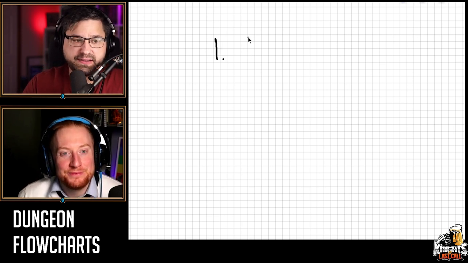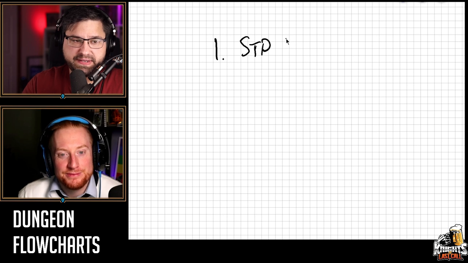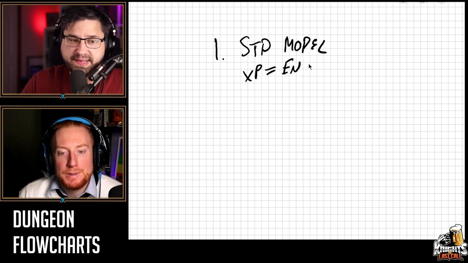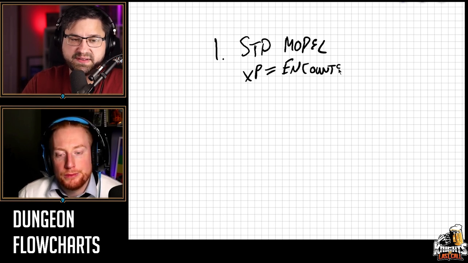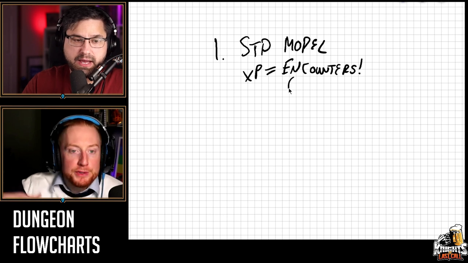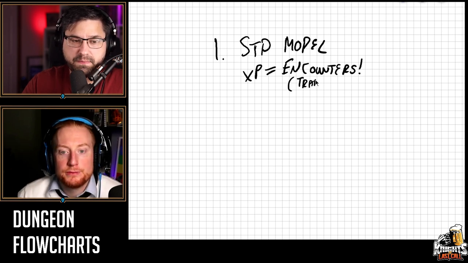So there's the standard model that we think of today, where you get XP for encounters. And I'm saying encounters, but I understand that doesn't always mean a fight. It could be a trap. It could be a fight. It could be a social type thing.